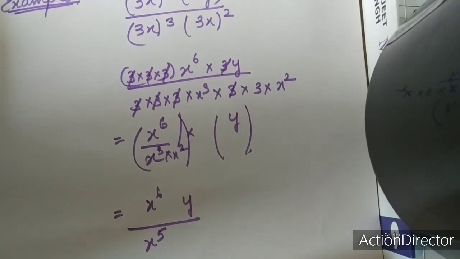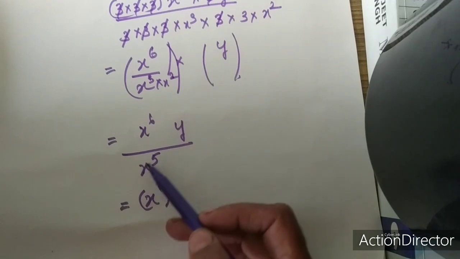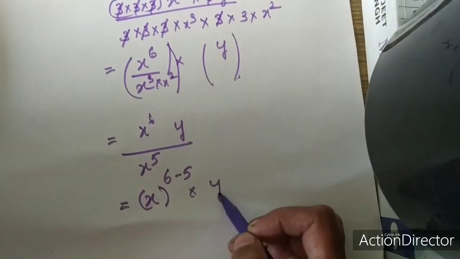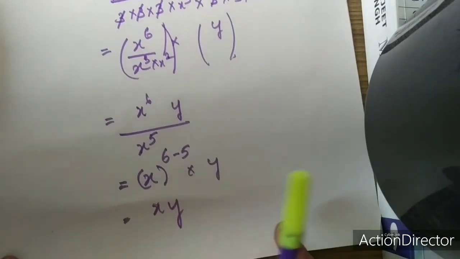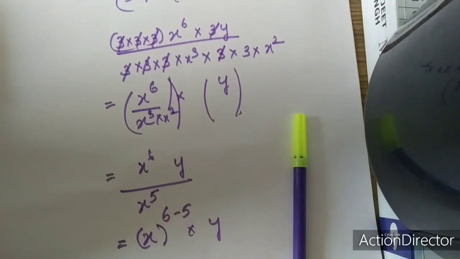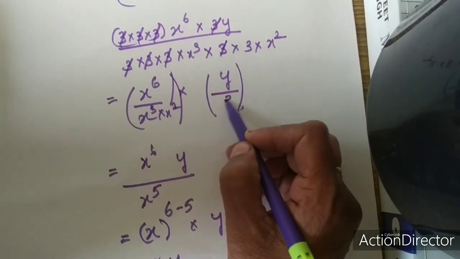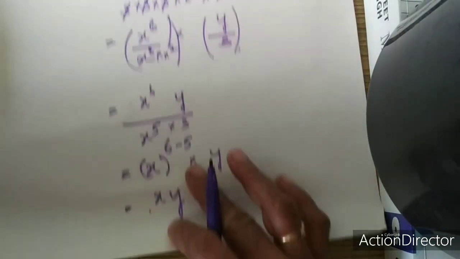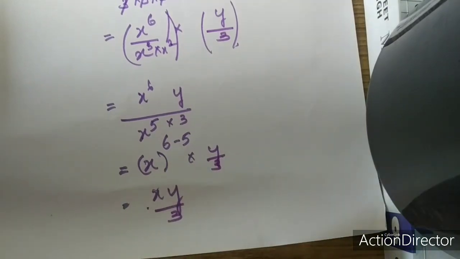Again this is equal to x raised to the power of, bases are same so subtract. So you subtract the power 6 minus 5 into y. So my answer is x into y. And in the denominator 3 is also there. So I have to write this 3 also. And now my answer will be xy upon 3.